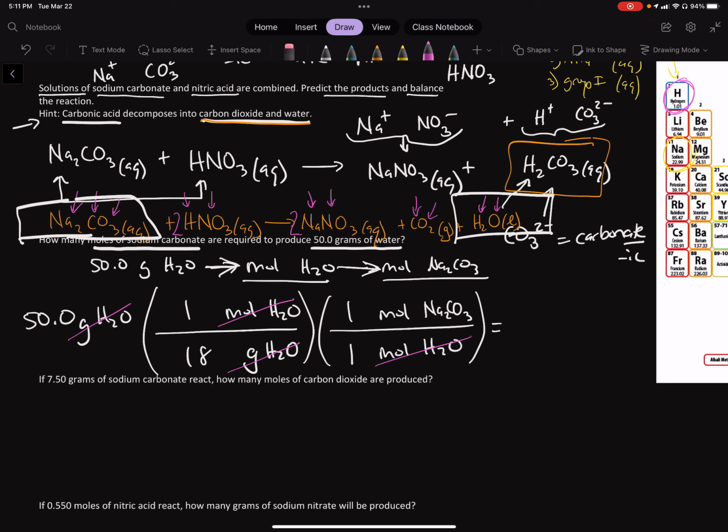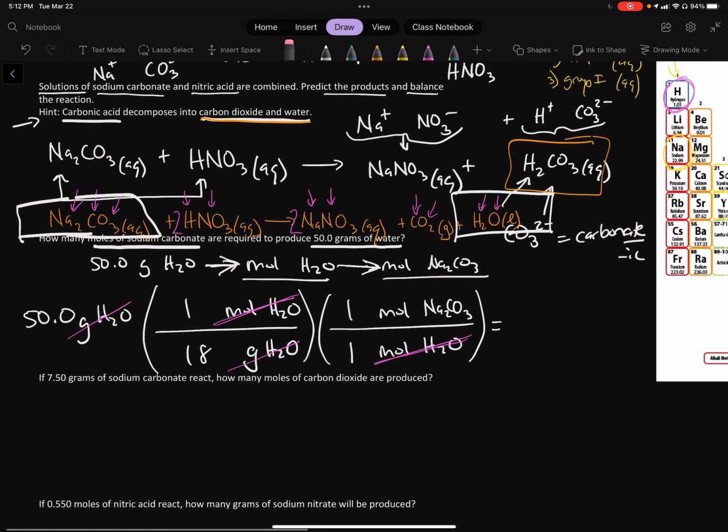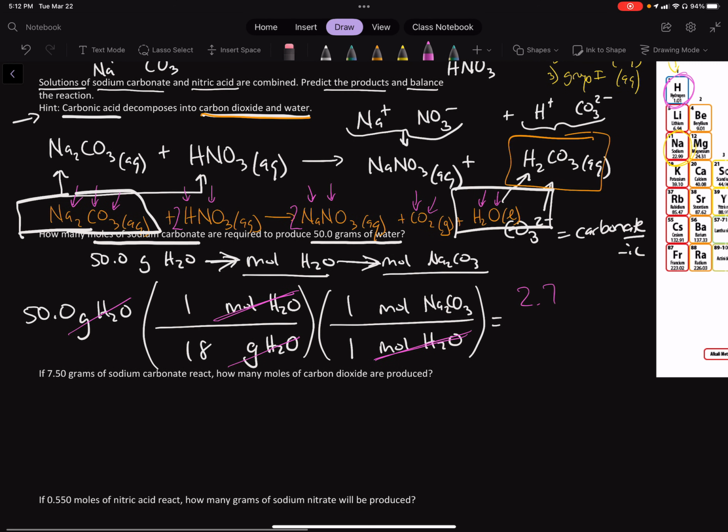So I just showed the units canceling. Grams of water cancels, and then moles of water cancels when we use that mole to mole ratio. So then in your calculator, you would do 50 grams divided by 18. And you should get 2.78, and the units are moles of sodium carbonate, Na2CO3.